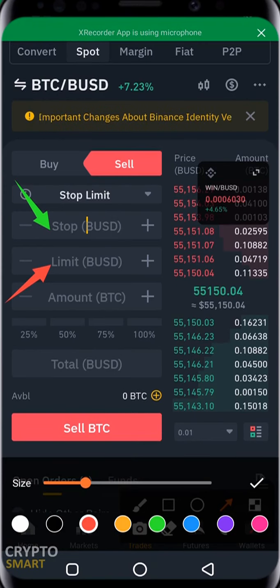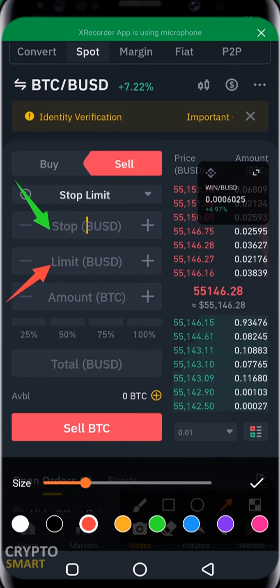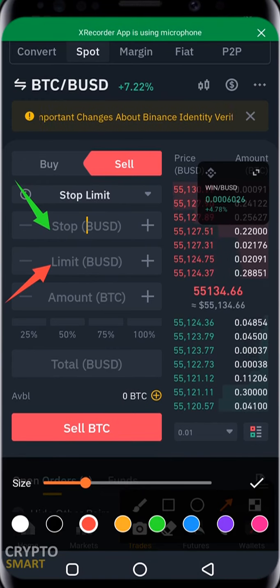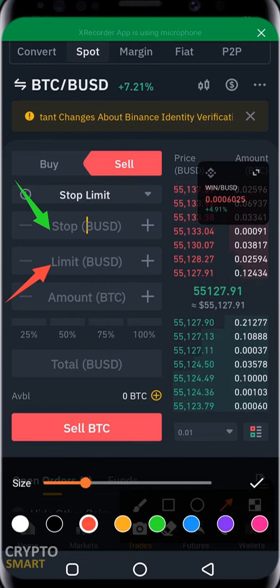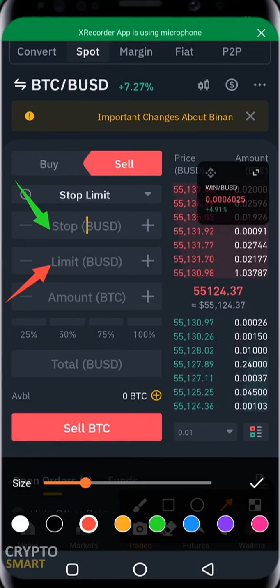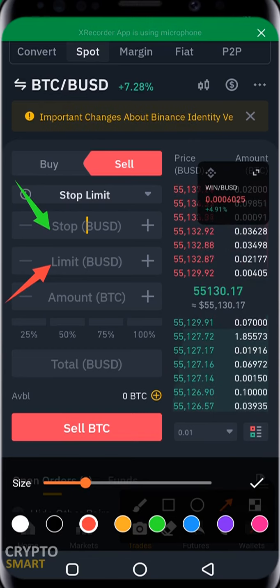So if the stop is at 5, your limit must be lower than 5 if you are using the stop limit order. Is that right? So if my stop is 5, my limit must be 4.9, 4.8, 4.6. But it's usually advisable for you to have your limit at this particular time to be a unit less than the stop.